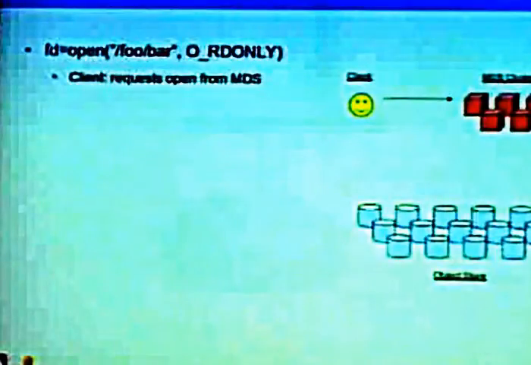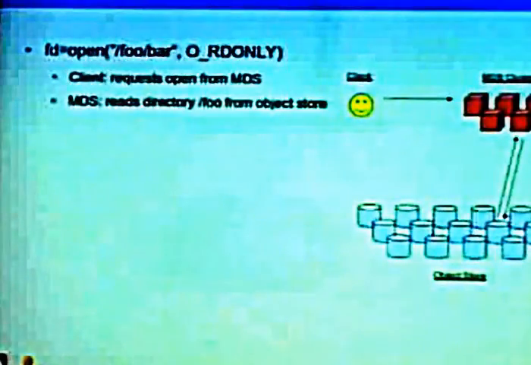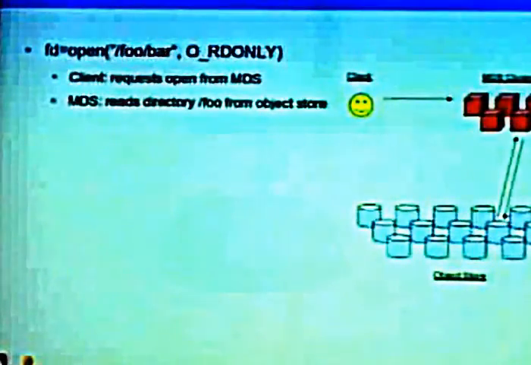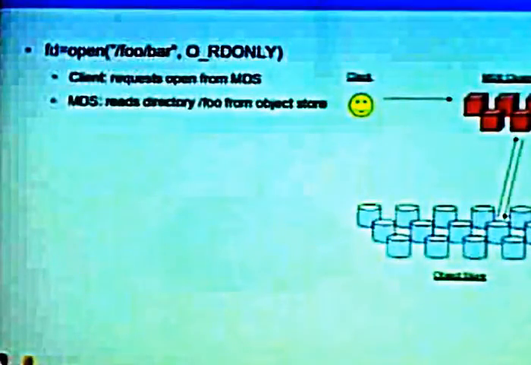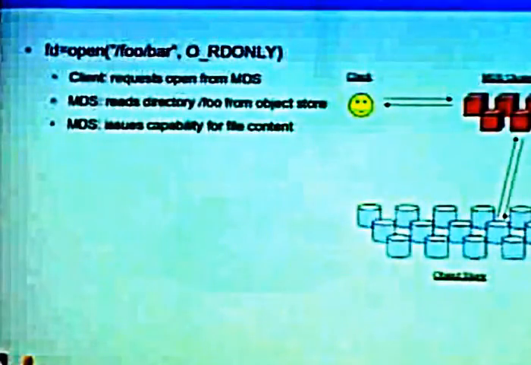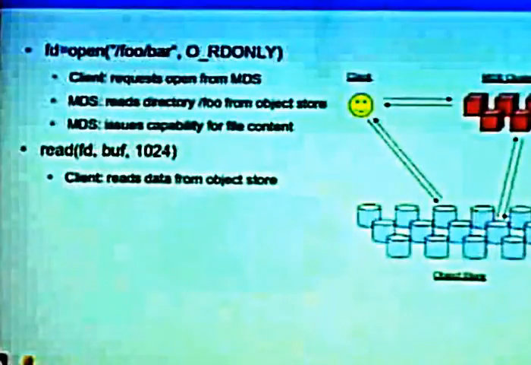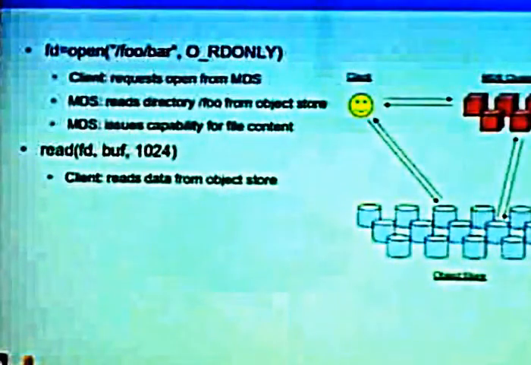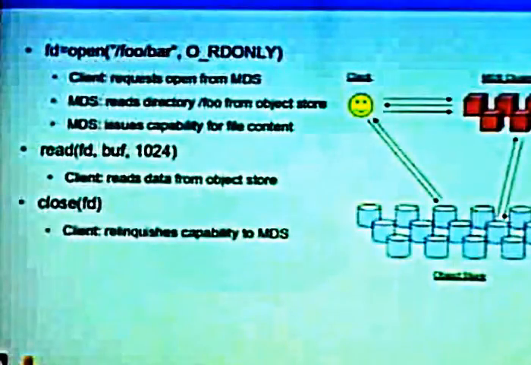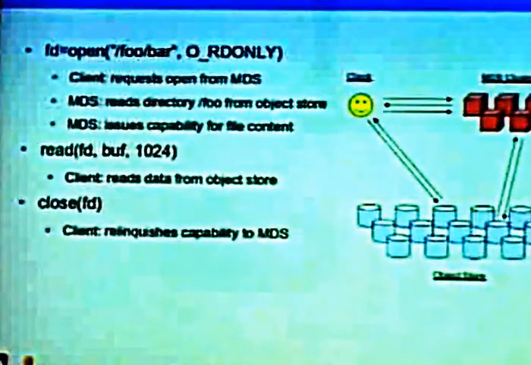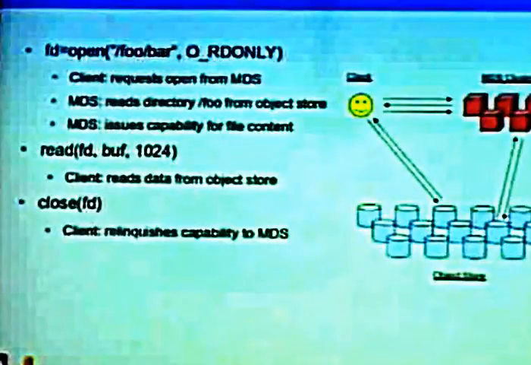But if it doesn't, it'll send a request to the object store to load the contents of the directory foo into memory. And then assuming everything checks out, it'll issue a capability to the client that gives the client permission to read the contents of that file. And then when the process issues a read, the client goes directly to the object store to get the data that it needs out of the appropriate object. And then after the process closes the file, the client can relinquish that capability back to the metadata server.